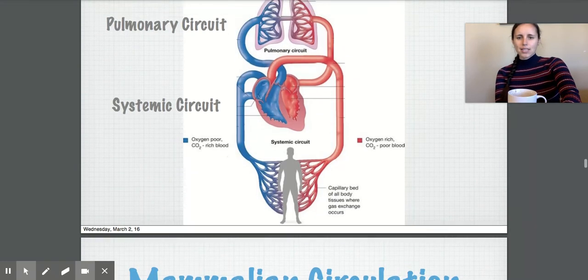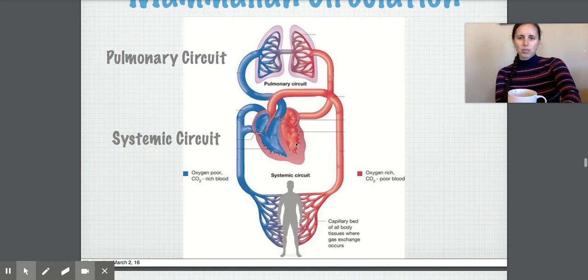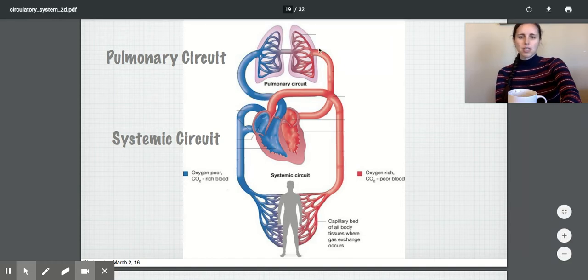So you've got this diagram here. I want you to label it as well too. And you can just see the pulmonary circuit. So again, the pulmonary circuit is feeding from the right side of the heart to the lungs. So here, this blue represents the fact that it's deoxygenated blood. It goes to the lungs, it picks up oxygen, and it goes back to the heart.